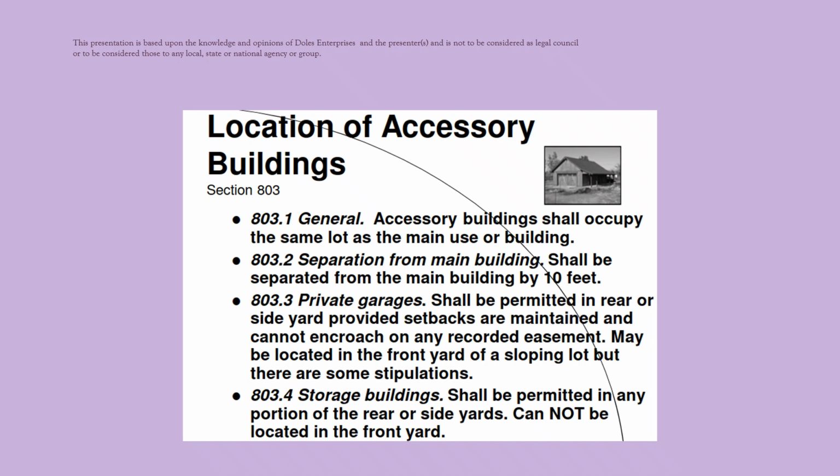Accessory buildings shall occupy the same lot as the main use or building. They shall be separated from the main building by 10 feet. They shall be permitted in rear or side yards provided setbacks are maintained and cannot encroach on any recorded easement. They shall be permitted in any portion of the rear or side yards, and cannot be located in the front yard.